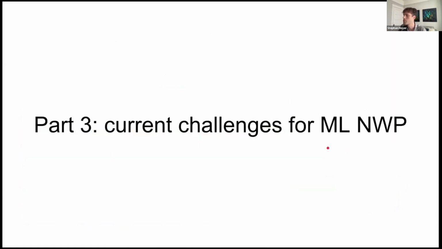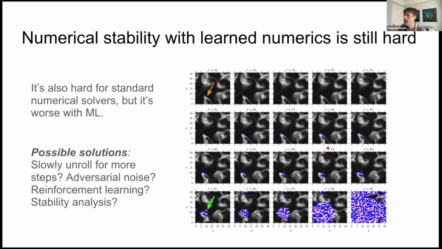Okay, I'll briefly touch on some current challenges, then hopefully have a minute for some questions. I'll just go through these and maybe dive in where people are interested. First challenge: numerical stability, super hard. In general, for writing new numerical methods, it's hard to guarantee they're stable. It's worse with machine learning because now you have a really complicated system. You don't understand how it works.